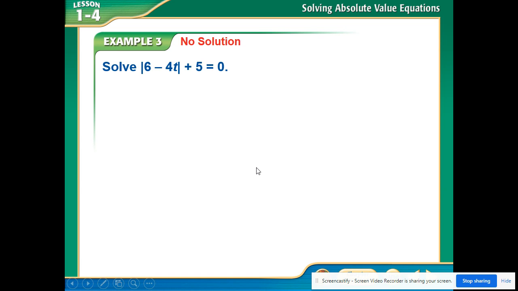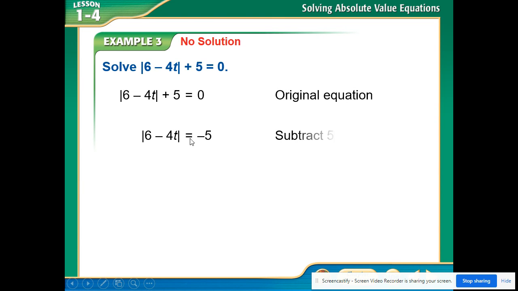Now, it is possible for us to get a no solution. Let me show you how. Here we have the absolute value plus 5 equals 0. Now, again, we have to get this absolute value by itself. So this plus 5 has got to move. So there's the original. We're going to move it over, and it makes it -5.